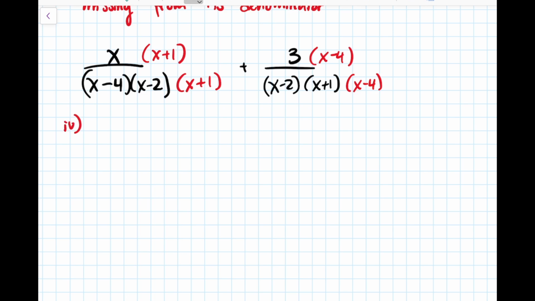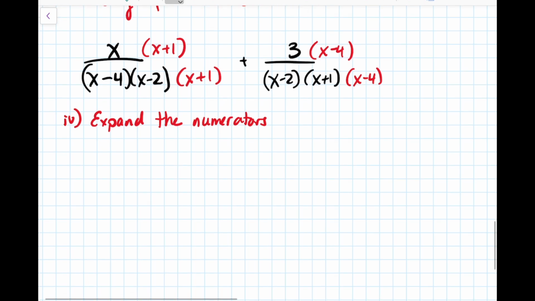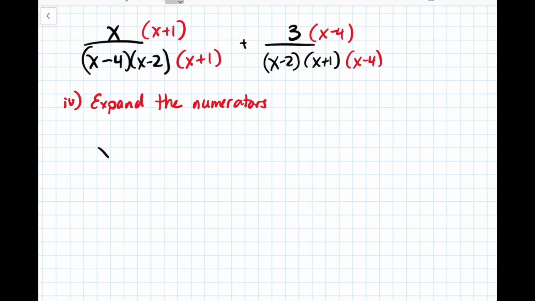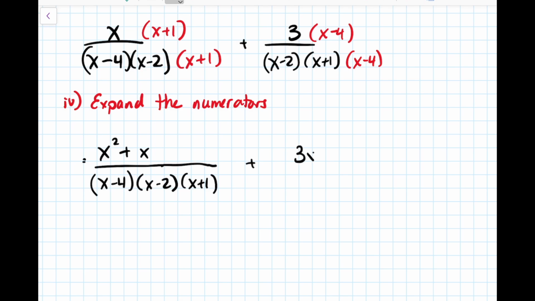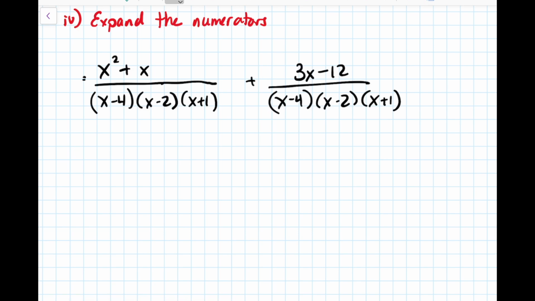Step 4 now, we're going to expand, which just means multiply, the numerators, but not the denominators. So I'm going to do x times x plus 1, which is going to get me x squared plus x over that common denominator of x minus 4 times x minus 2 times x plus 1. And then my second fraction of 3x minus 12 over that same common denominator of x minus 4 times x minus 2 times x plus 1. And now we have common denominators, so we are at the point where we're ready to add. So last step is going to be add and simplify, if possible.